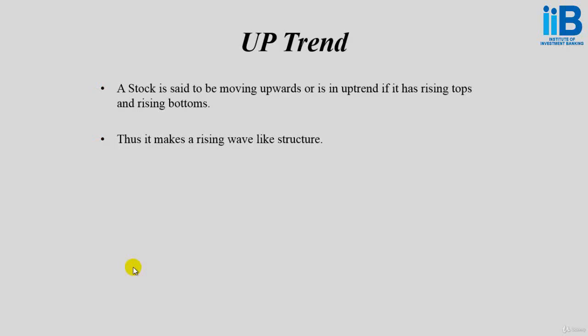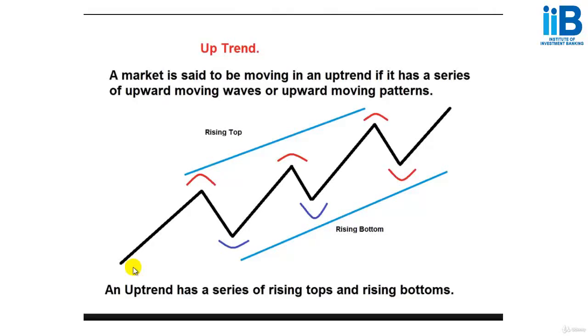Take a book and draw a rising zigzag pattern. You will see that is how an uptrending market exactly looks like. An uptrend looks something like this. Market is said to be moving in an uptrend if it has a series of upward moving waves or upward moving patterns.